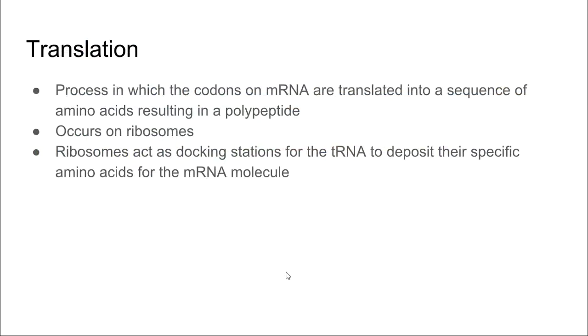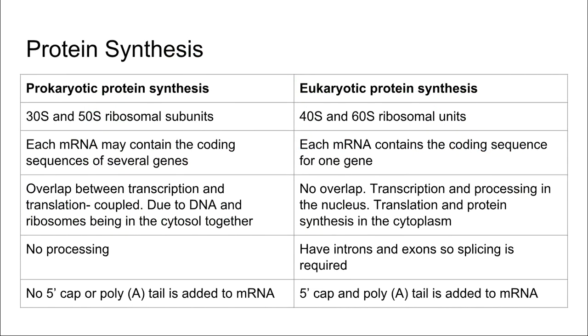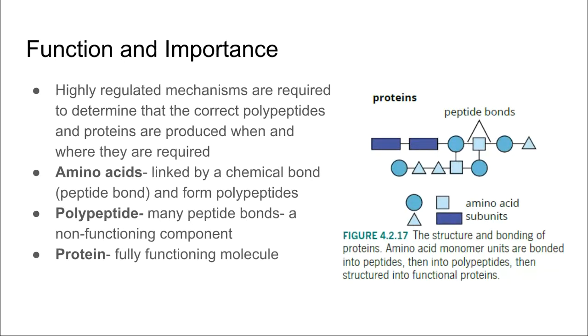Translation is when mRNA is translated into a sequence of amino acids and occurs on the ribosomes, and these ribosomes are docking stations for the tRNA to bring in the specific amino acid. If we compare the two processes in prokaryotes and eukaryotes, we see that the ribosomal subunits are different sizes. mRNA in prokaryotes contains coding sequences for several genes, whereas each mRNA contains a coding sequence for one gene in eukaryotes. There is no processing in prokaryotes, but there is in eukaryotes, and we don't see the adding of those features down the bottom.